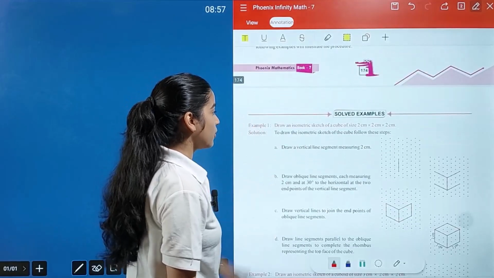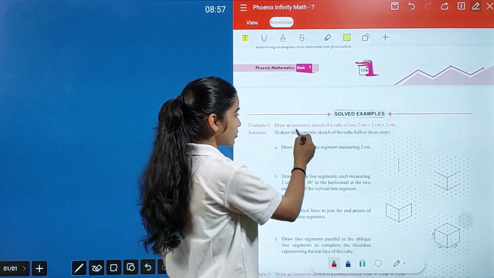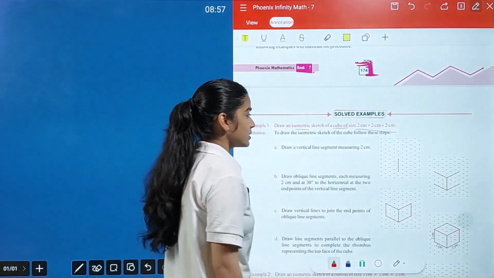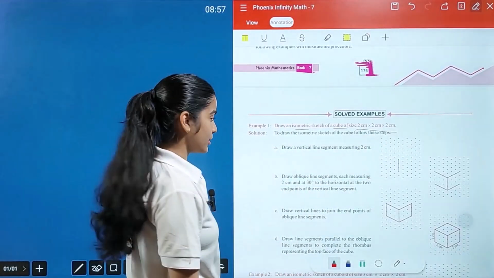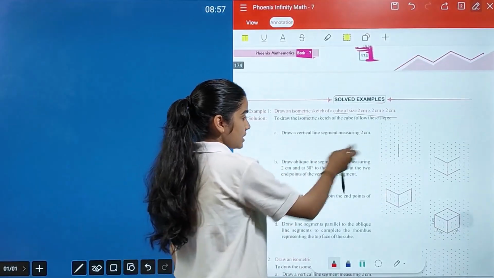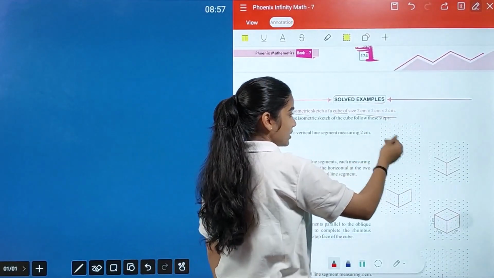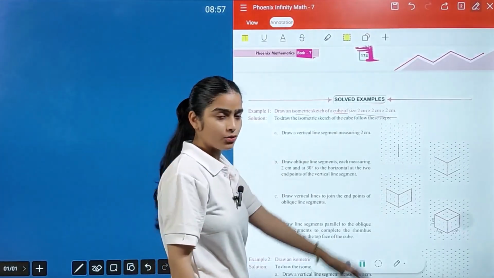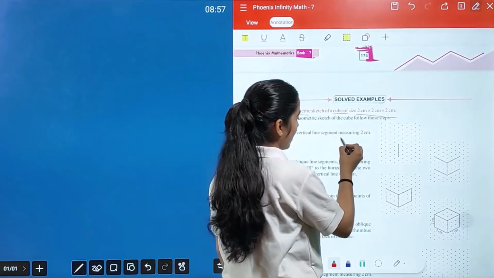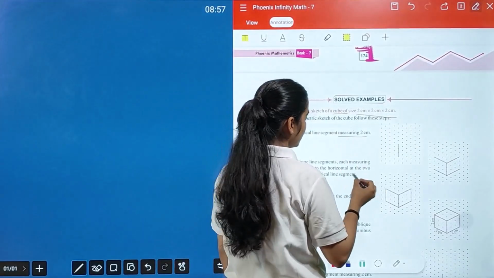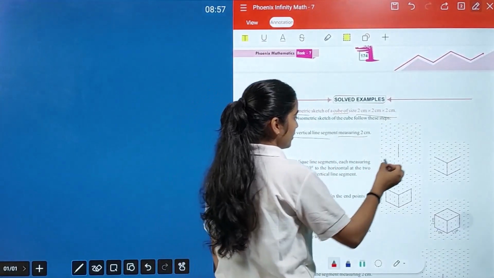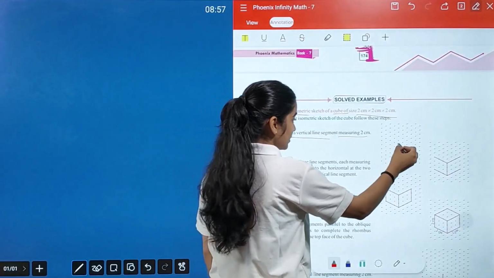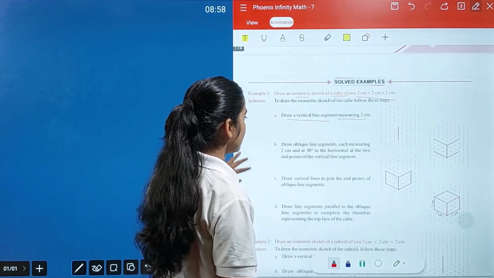So this is your isometric sketches again. You have to make a cube with the size of 2 centimeter length, 2 centimeter breadth and 2 centimeter height. In oblique sketches we have squares, but in this section we have dots where we have to make it. So first of all, we have to measure 2 centimeter. Draw a vertical line. So 1, 2. 1 centimeter. So first of all, you have to draw 2 centimeter.